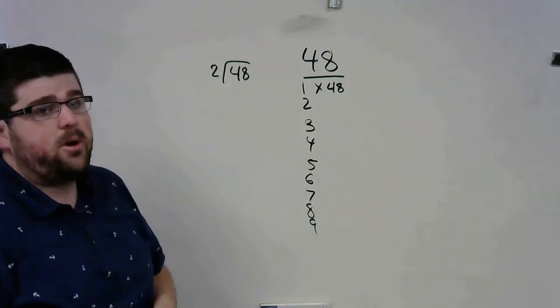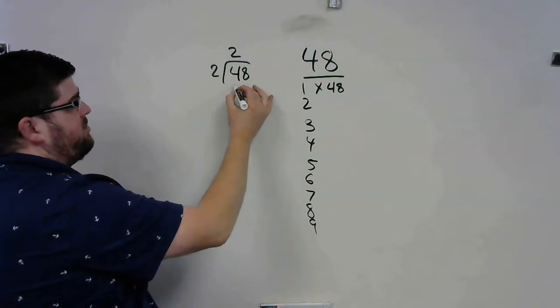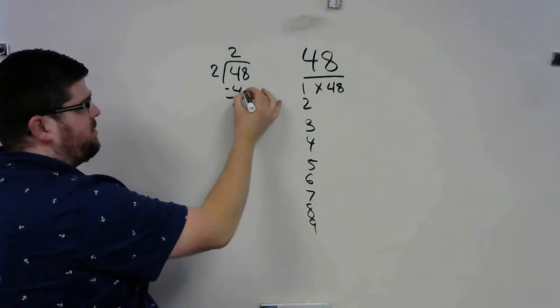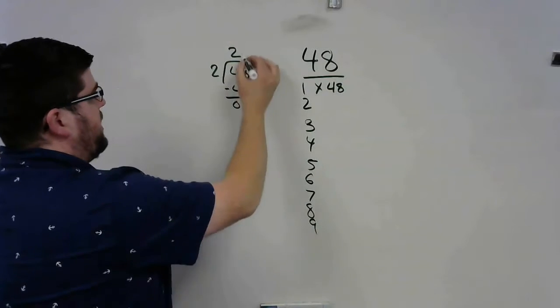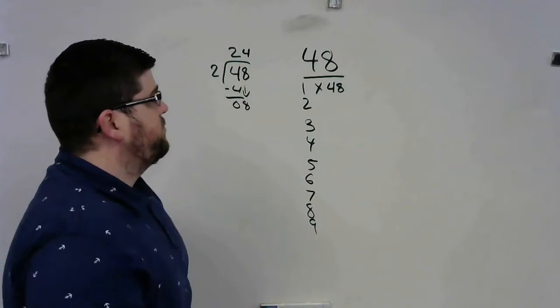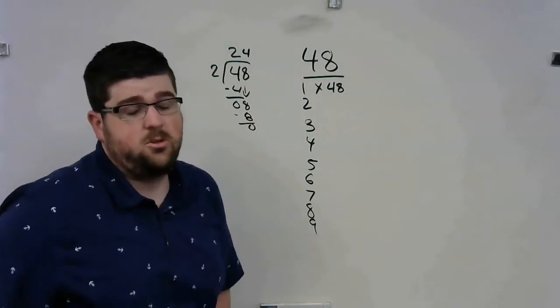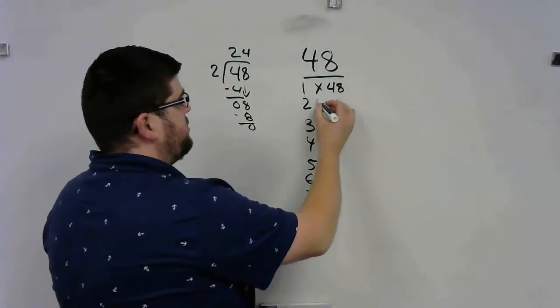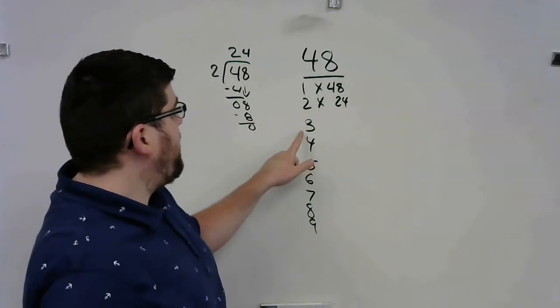So I would divide 2 going into 48. 2 goes into 4, 2 times. 2 times 2 is 4, subtract, 0. Bring down my 8. Okay, 2 goes into 8, 4 times. So, is 2 a factor of 48? Yeah. 2 times 24.